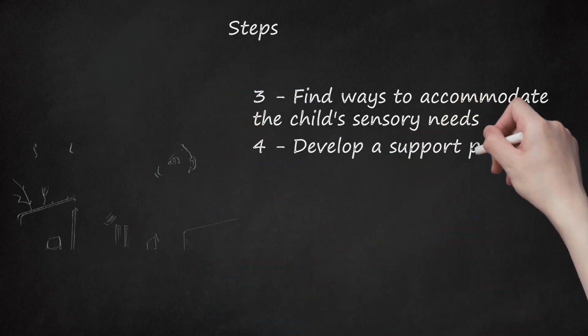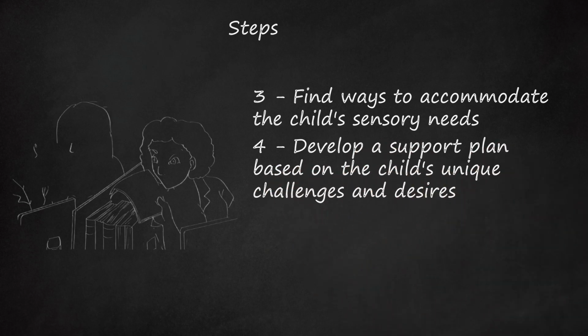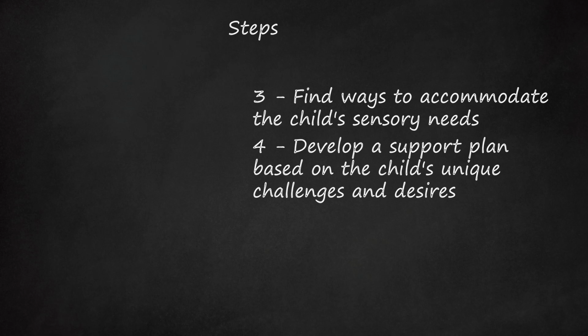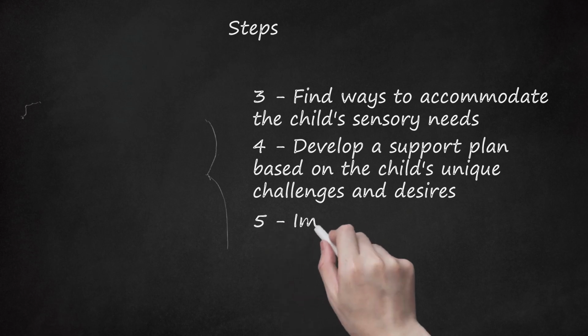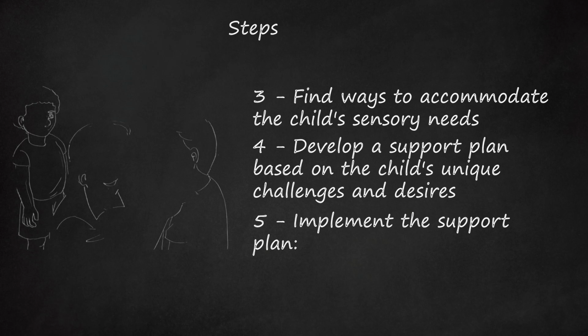4. Develop a support plan based on the child's unique challenges and desires. Write it down, and share it with all the staff. Provide the least amount of support as possible, but adding a support staff may be appropriate. 5. Implement the support plan. Be consistent with techniques to motivate the child. Gently encourage peer interactions, without pushing.